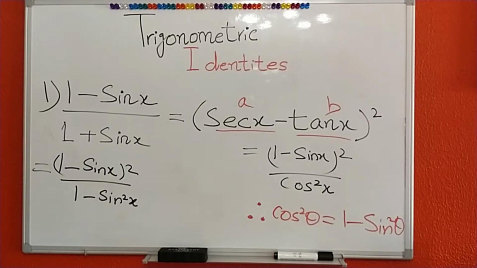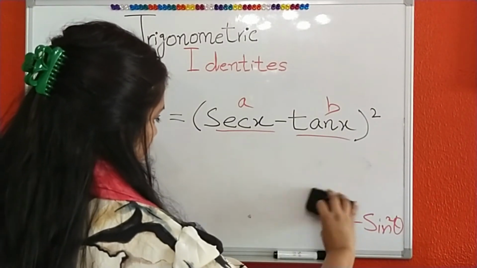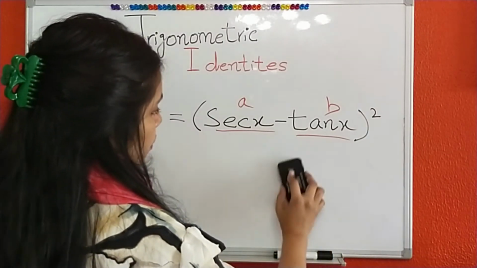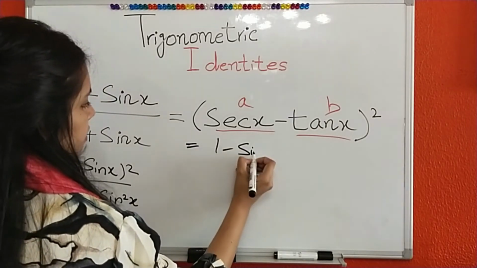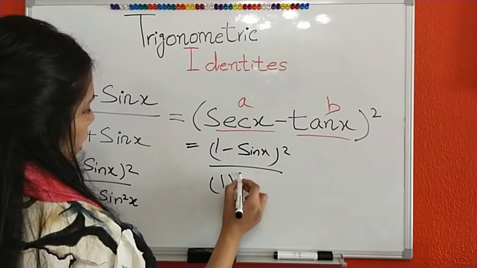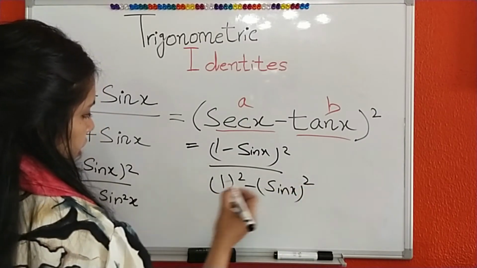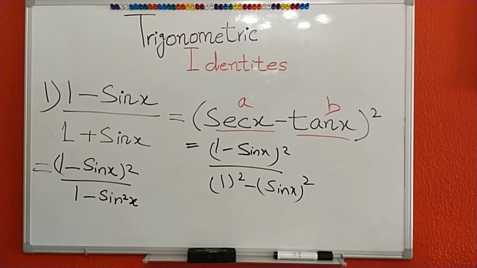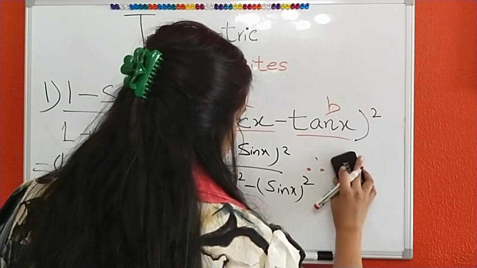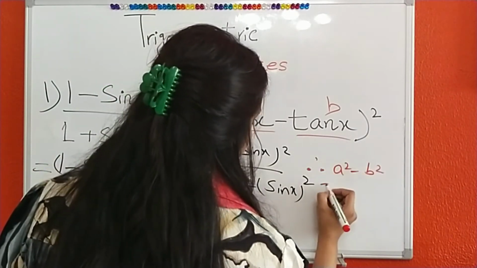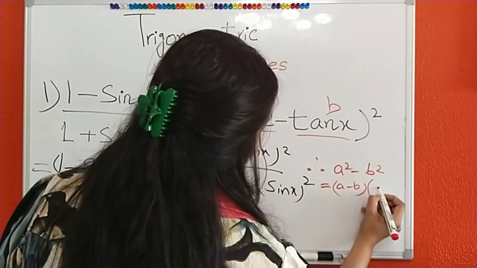Now what do I need to put here to cancel this step? If you want to copy, you can stop my video and copy it easily. So here I'm taking the square out: (1 minus sine x) whole square upon 1 minus sine square x. Here I need to use another algebraic formula, a square minus b square is equal to (a minus b) and (a plus b).